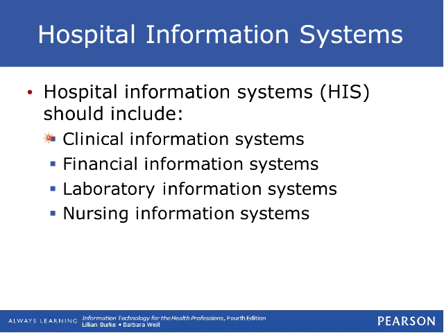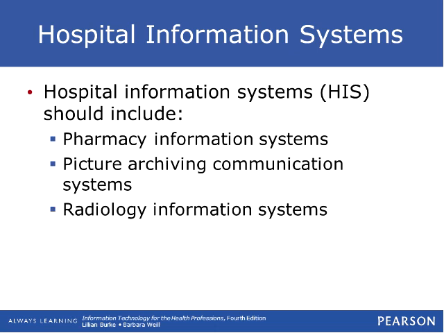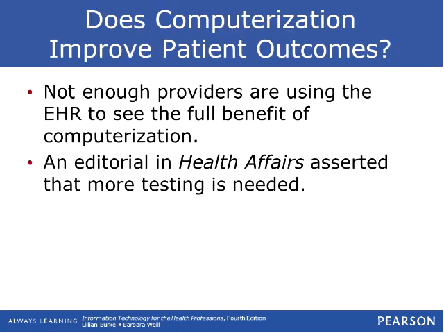Now, health information systems should include a clinical information system, financial information system, laboratory information system, nursing information system, pharmacy, all the different parts, if you will. Include a picture archiving communication system, radiology system. All of those need to be included in that. Does computerization improve patient outcomes? And that's really the question. And none of the providers are using it to see the full benefit of computerization.